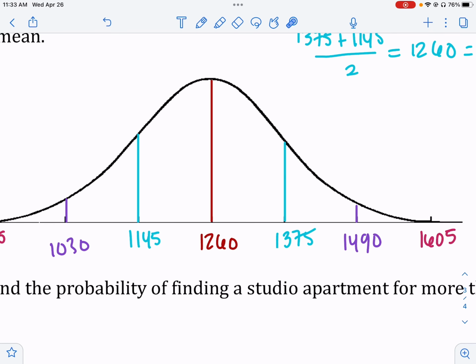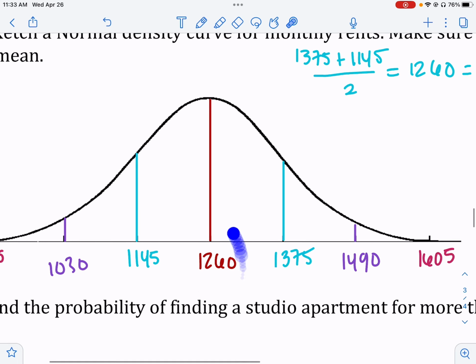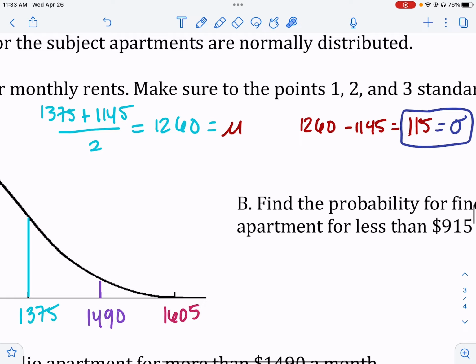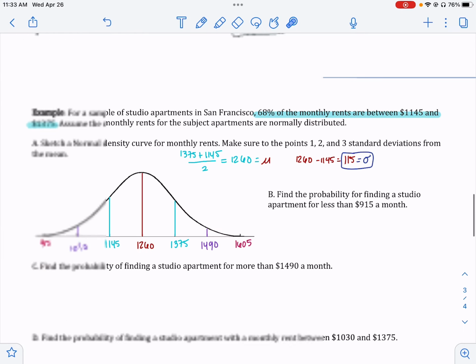So that was the first thing. I actually went and put those with one standard deviation away. I knew that these first markers represented that one standard deviation. I knew smack dab in the middle of those had to be the mean. So I took these two numbers and I averaged them, and that's how I got my mean. And then once I had the mean, I knew that the distance from here to here had to be a standard deviation.